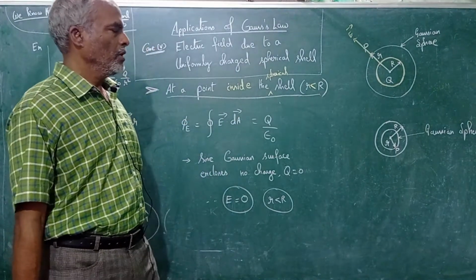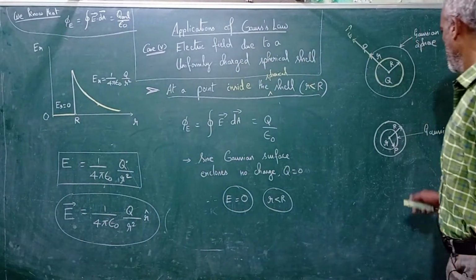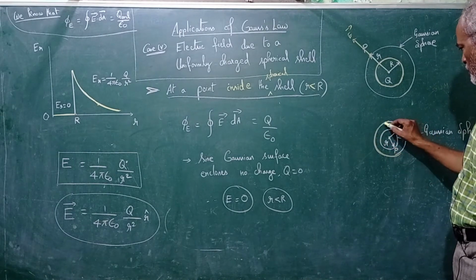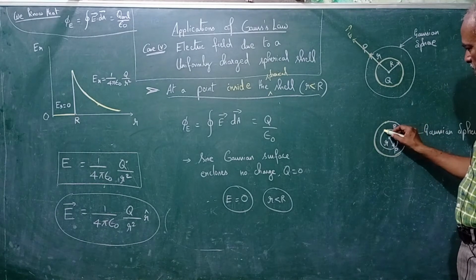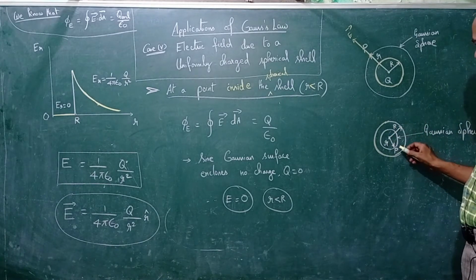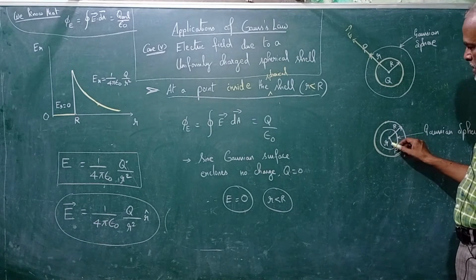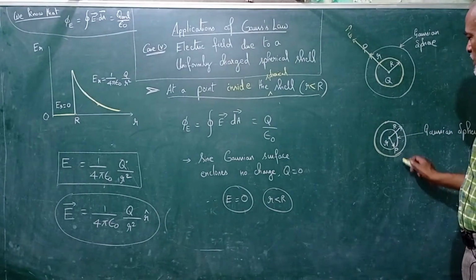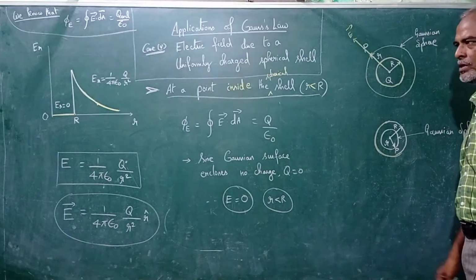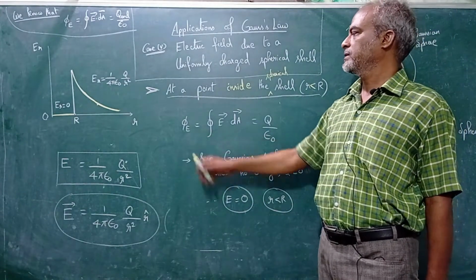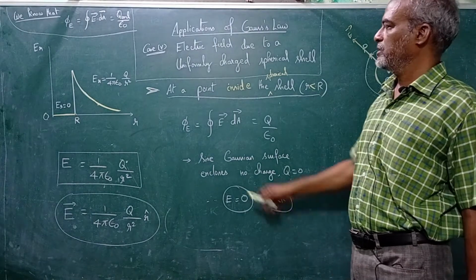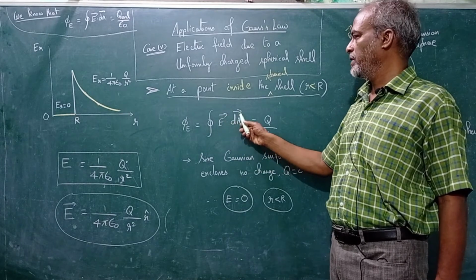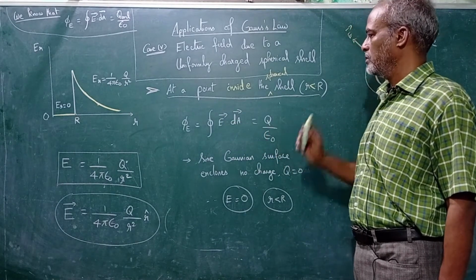That's the meaning. So we have drawn here the actual spherical shell whose radius is capital R. Inside, we are considering a Gaussian sphere whose radius is small r. That means the radius of the Gaussian sphere, small r, is less than capital R. Now the point of consideration is P. So we know by Gauss law, the electric flux emanating from a closed surface, integral over the entire surface of E vector dot dA vector, is equal to charge enclosed by epsilon naught.